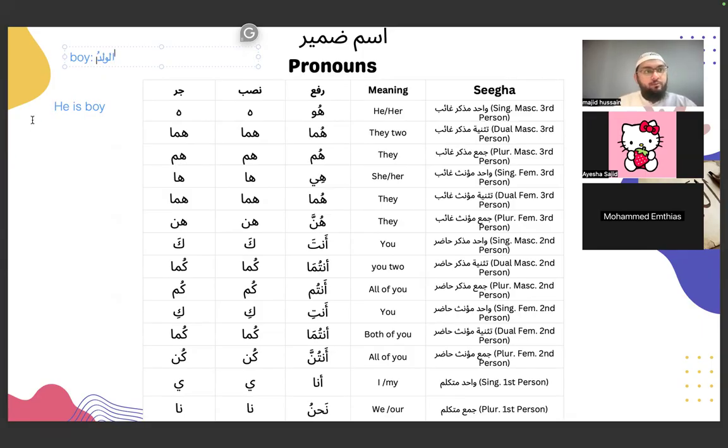Now, can someone write over here how I would translate he is a boy? Anyone who can participate in this? Huwa waladun. Because he is a boy, I kept it a common noun. Yeah, waladun. Okay. Huwa waladun. He is a boy. Now, one more example. I'm using only rafa now, because to get into the state of nasab and jar, we need some other materials. But for now, only rafa.